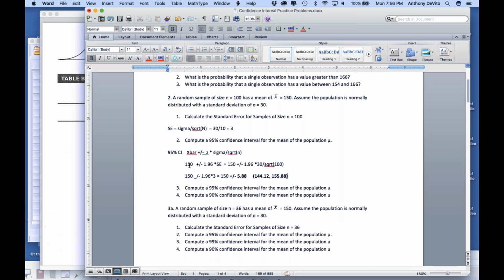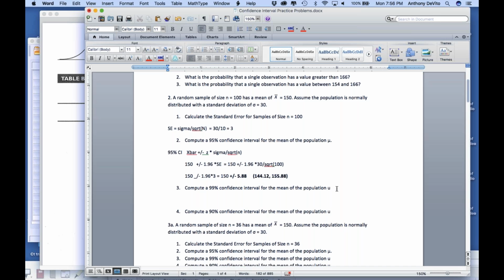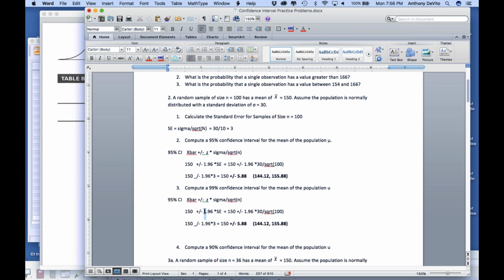Now, what about a 99% confidence interval? The only thing that's going to change when I start talking about a 99% confidence interval is that instead of using 1.96, I use 2.58 exactly. So 2.58 times 3 is going to be 7.4. Okay, that's our margin of error. Since I'm adding and subtracting that to 150, my 99% confidence interval is, as I would expect, wider than my 95%. What is it?